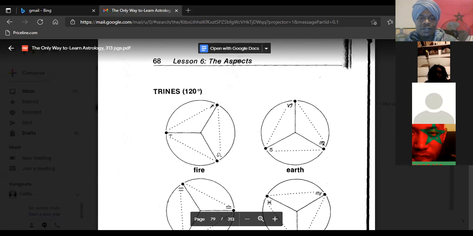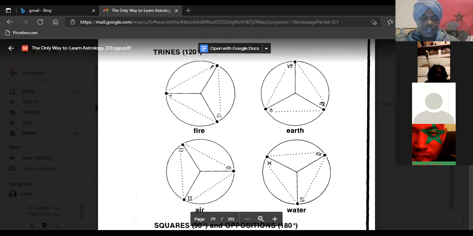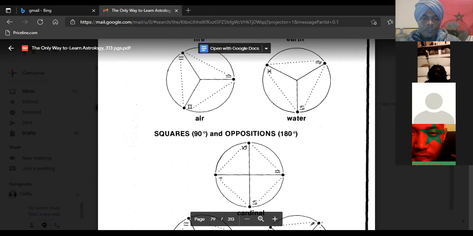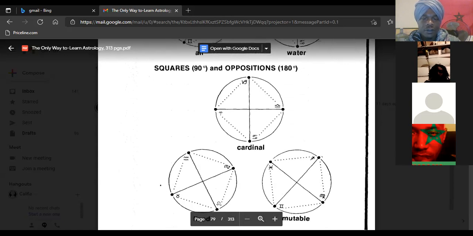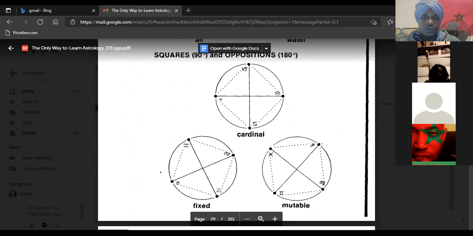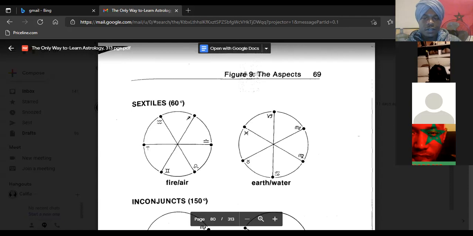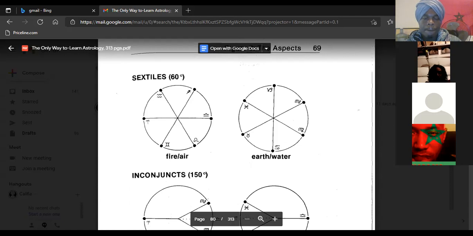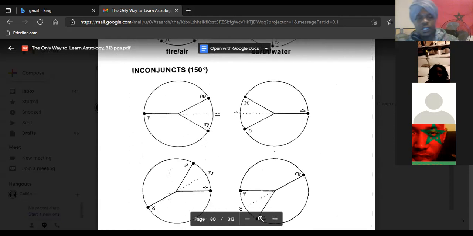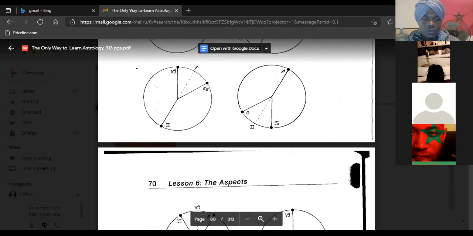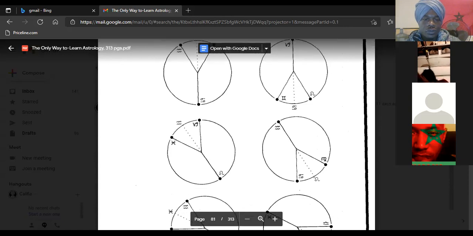So here are some schematics of trines, fire, earth, air, and water trines. 90 degrees in opposition, 180 degrees, schematics for cardinal, fixed, and mutable. Schematics for sextile, 60-degree position. Schematic for inconjuncts at the 150-degree position. More conjuncts.